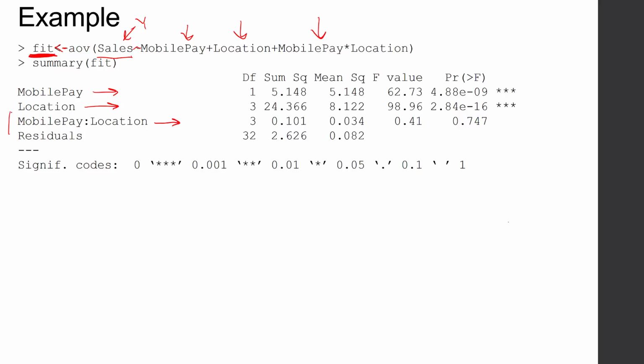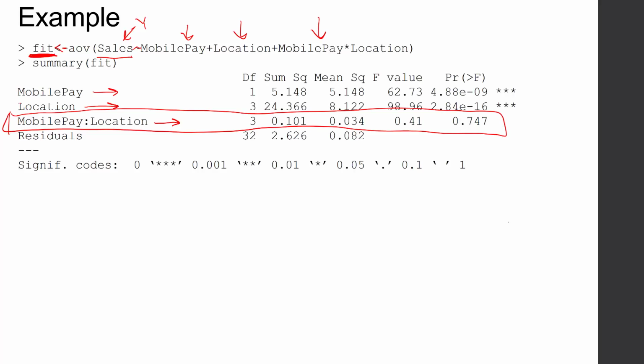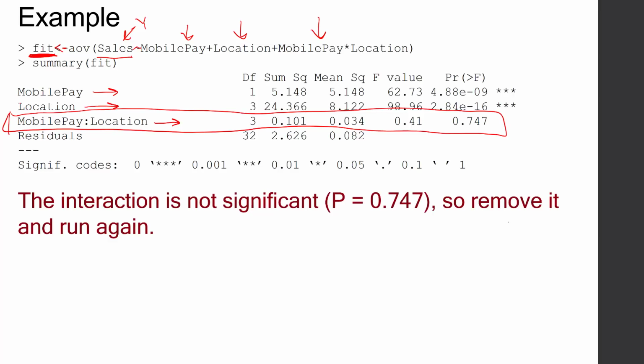But this interaction row is the one that we're going to look at because we want to see if that interaction is significant. So our p-value for the interaction is 0.747. So is that significant? No, that's a really large p-value. That's way over 0.05. So the interaction is not significant, so we're going to remove it and run the model again, leaving out this interaction term. Also notice the way that I put the interaction in. It's literally mobile pay asterisk location. It's mobile pay times location.